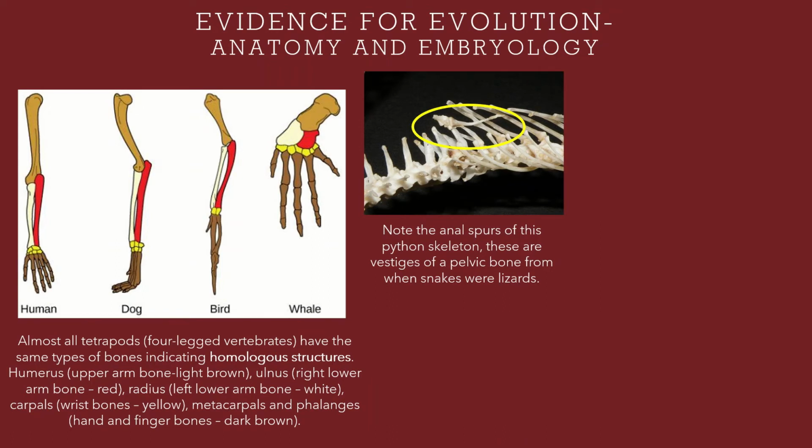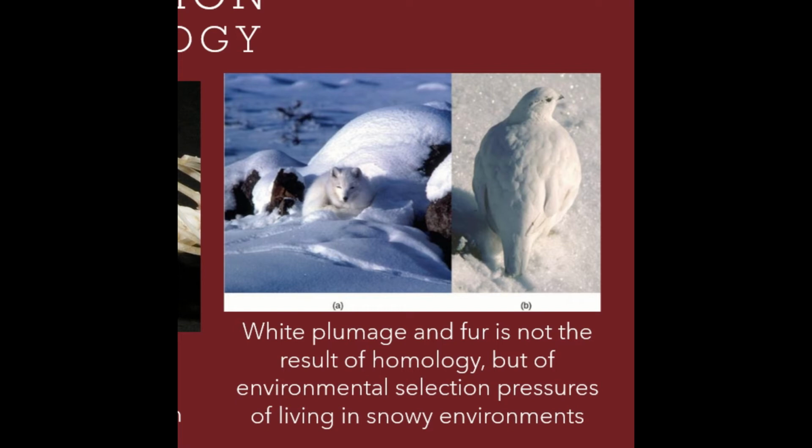Be careful, as homology does not always indicate a shared ancestry. For example, many Arctic species have white fur or plumage to help them blend into the snow. This is the result of environmental selection pressures and not because they share direct ancestry.